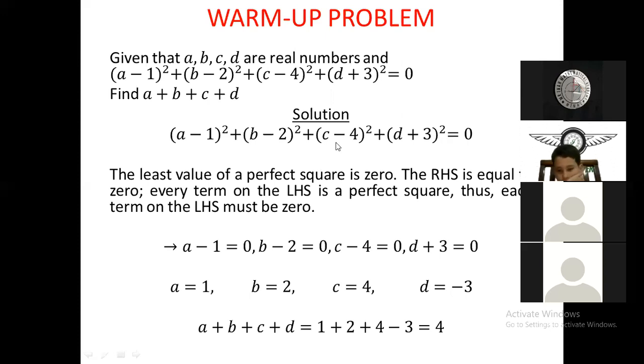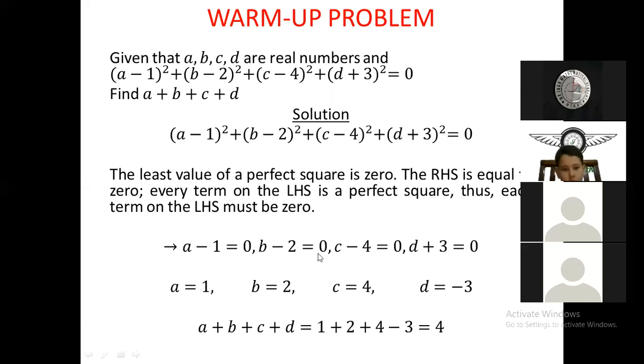So that means that A minus 1 must be 0, B minus 2 must be 0, C minus 4 must be 0, D plus 3 must be 0. That's the only way we'll have 0 squared plus 0 squared plus 0 squared plus 0 squared giving us 0. All right, so if A minus 1 is equal to 0, it means that A is equal to 1. Same with B minus 2 equal to 0 means B is equal to 2. C minus 4 equal to 0 means C is equal to 4. D plus 3 equal to 0 means D is equal to negative 3. You just make A, B, C, D the subject of the formula in each equation.